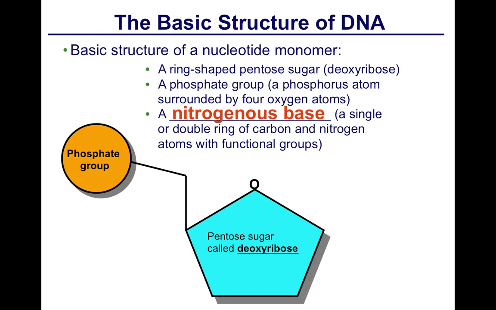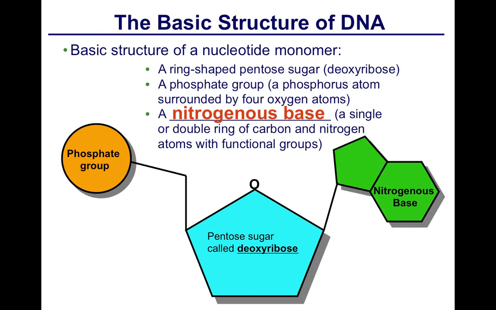So you have your phosphate group right here, which is made up of phosphorus and oxygen. And then you have your sugar right here in the middle. And then the last piece, you have your nitrogenous base. The reason it's called a nitrogenous base is because part of its basic ingredient is nitrogen. Okay? So that right there is a nucleotide. That picture is a nucleotide.